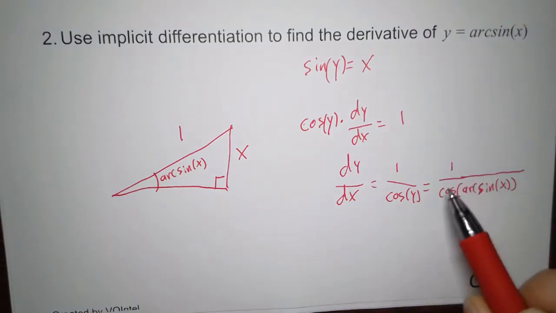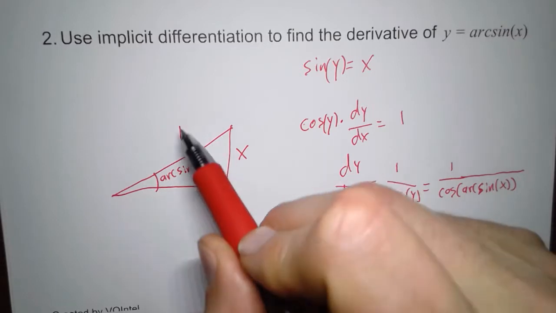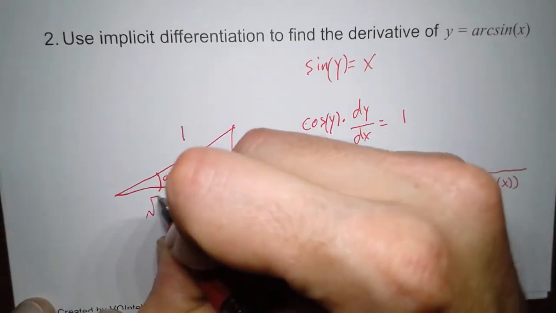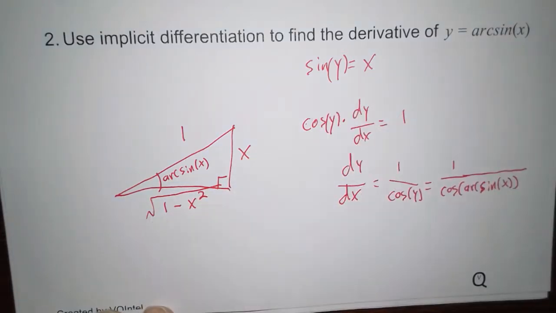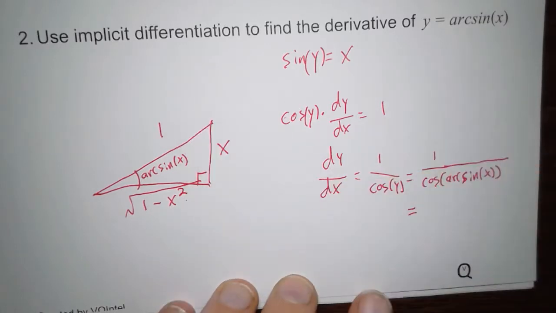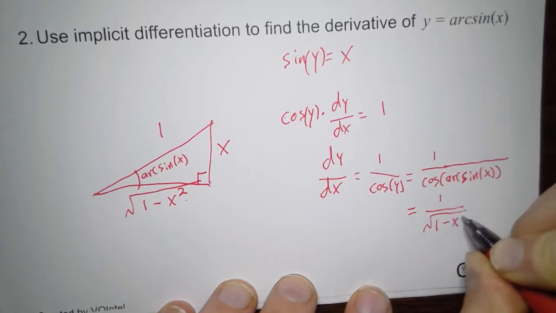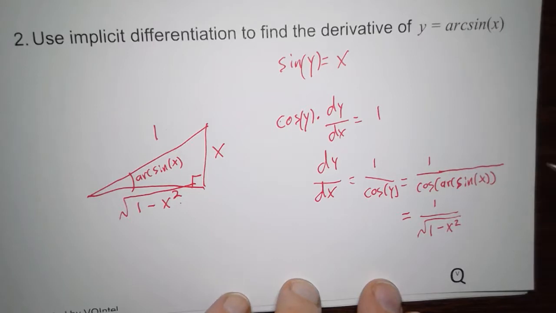Now, what we want is cosine of this angle. We have the angle, so to get cosine, we need the adjacent over the hypotenuse. Using the Pythagorean theorem, we get the square root of 1 minus x squared as the length of our adjacent side. And so cosine is this over 1. So we have 1 over the square root of 1 minus x squared. That's the cosine ratio of this angle. And so that is the derivative of arcsine. Now it's completely back in terms of x.